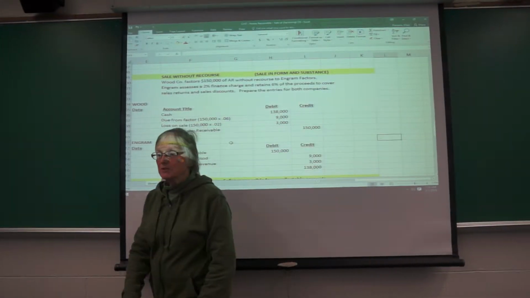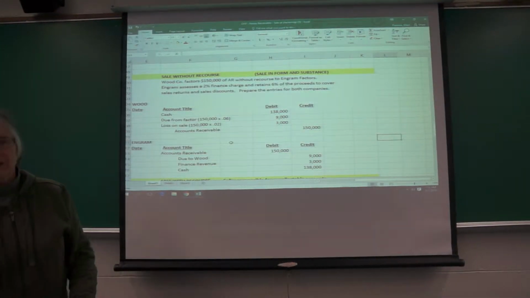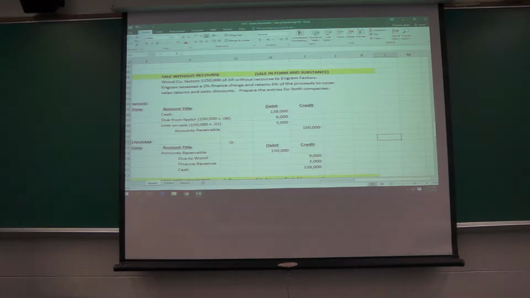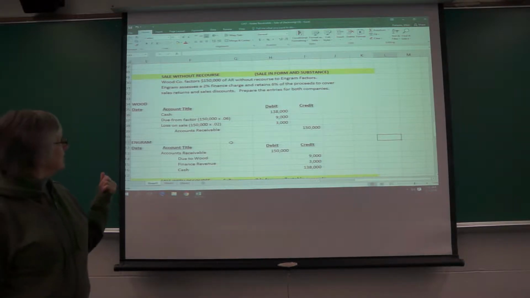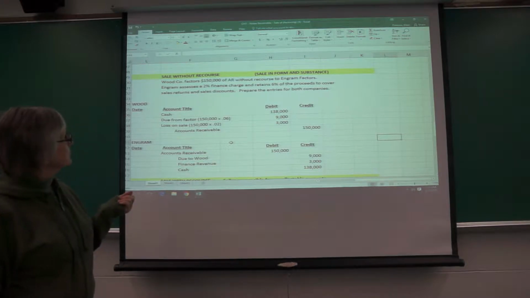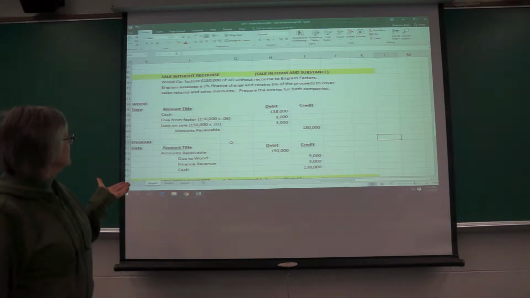Okay, so here's a couple of examples of how we account for selling our receivables with and without recourse. The first situation is without recourse. You've got this company, Wood, who's selling $150,000 of their receivables without recourse to the factoring company.